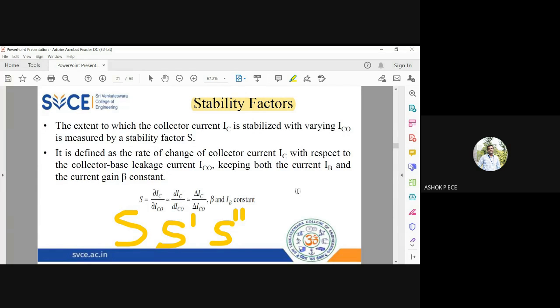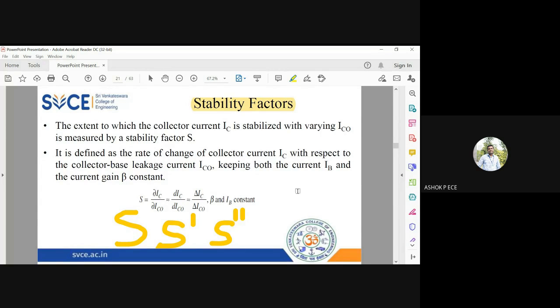How many parameters vary with temperature in a BJT? Three. Three, sir. Three. What are they? IC naught, beta, and IB or VB. So to account for the variation of each parameter with respect to temperature, I am going to have three separate stability factors, nothing else. There is no other reason. It is logical to have three stability factors, one for each varying parameter.